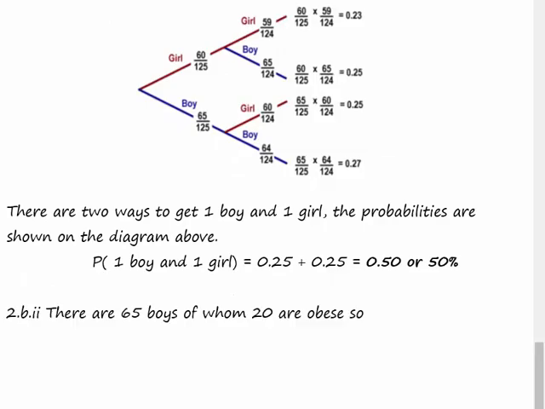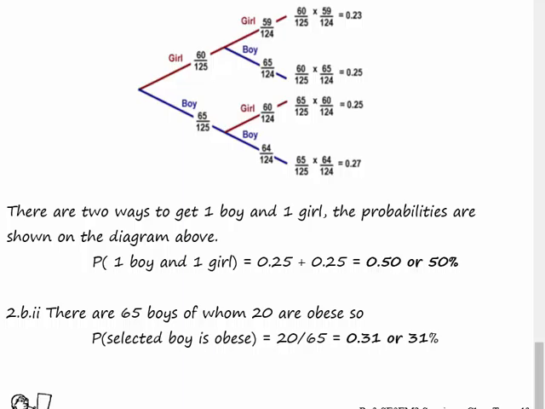There are 65 boys and 20 of them are obese. We know it's a boy, so the probability of him being obese is going to be 20 over 65, which is 0.31 or 31%. And that is the end of question 2.